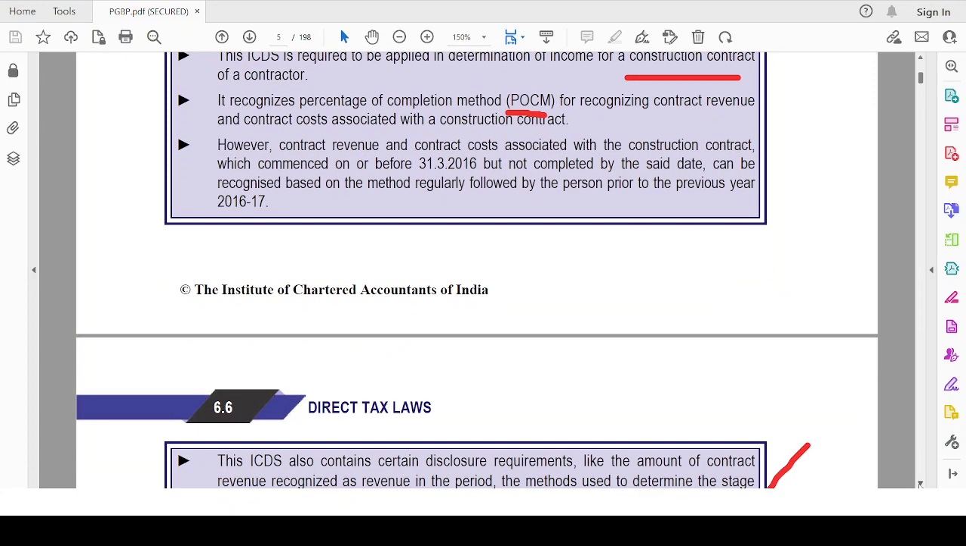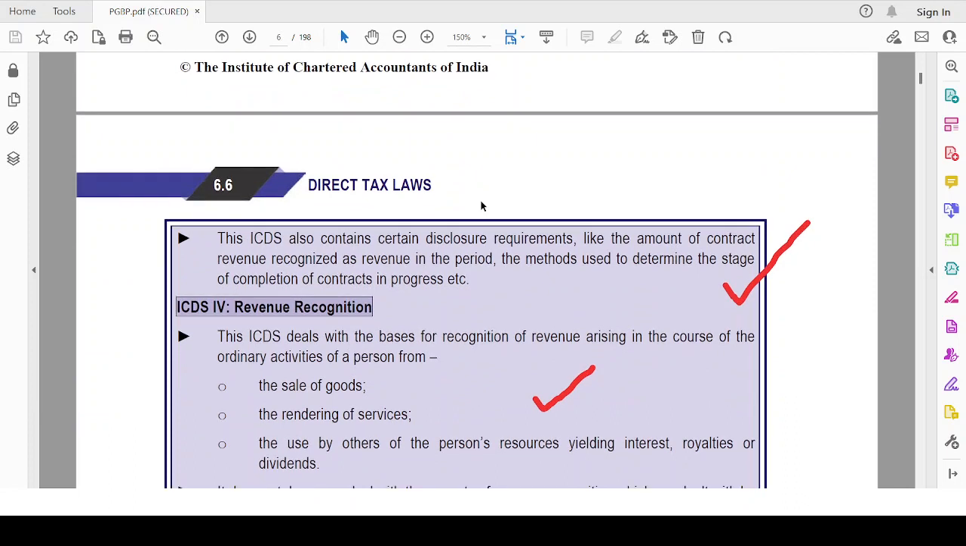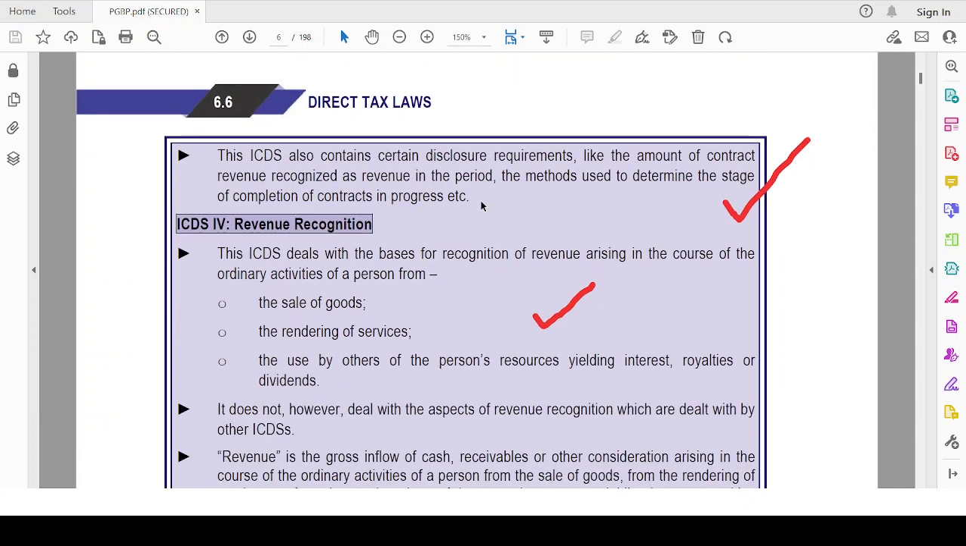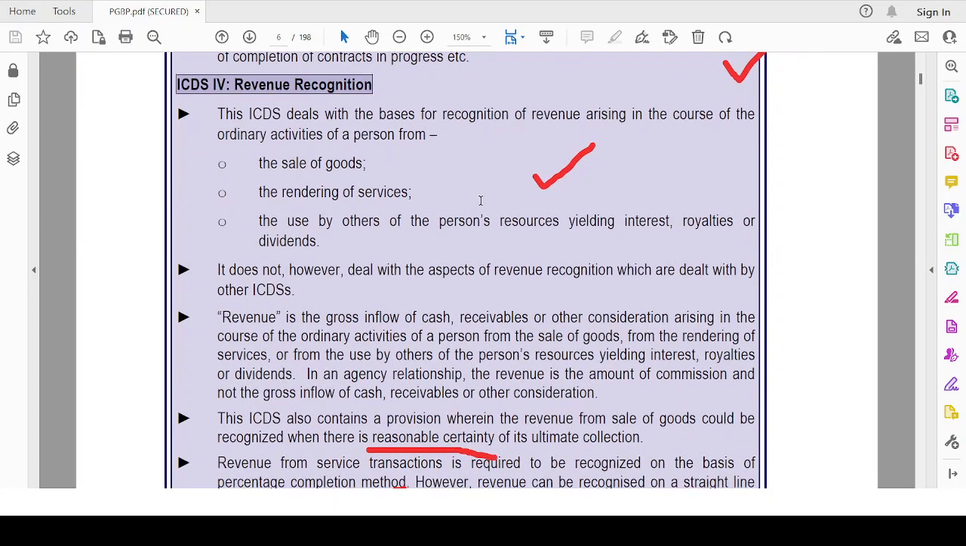This is not applicable for now because it's very old now. It also has some disclosure requirements, like I have to disclose the amount of revenue recognized in the period, and the methods used to determine the stage of completion of contracts in process, either the input method or the output method. Then ICDS number 4, which is the most important, used by all assessees.